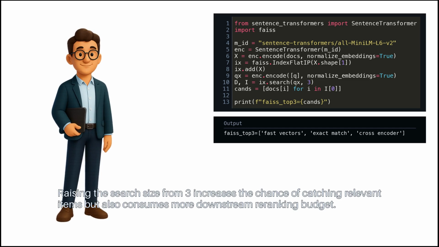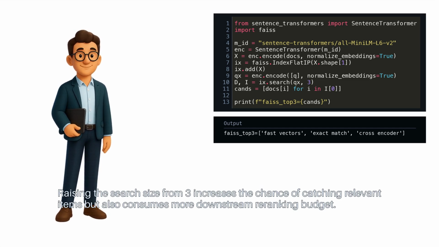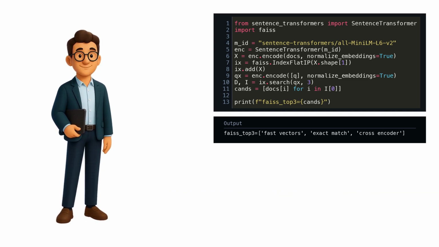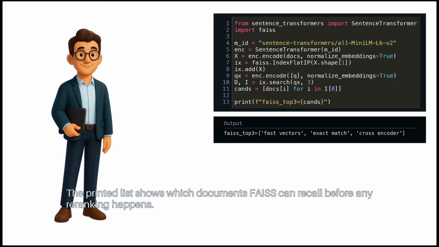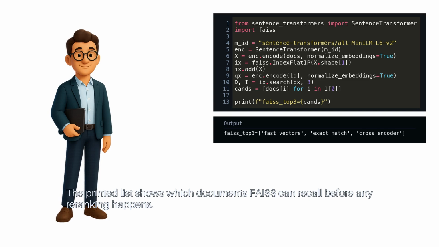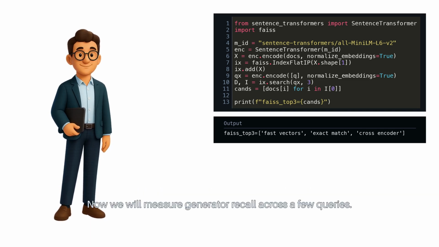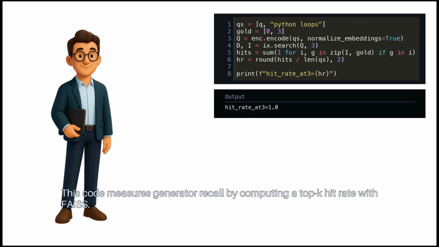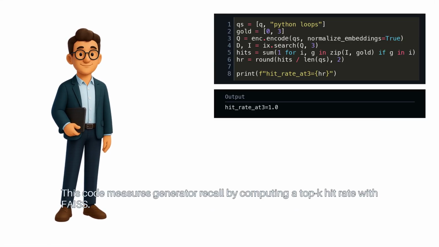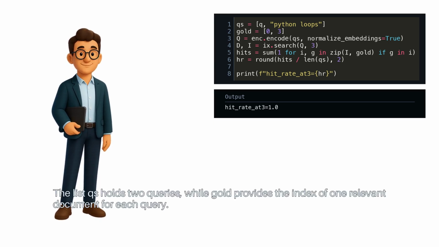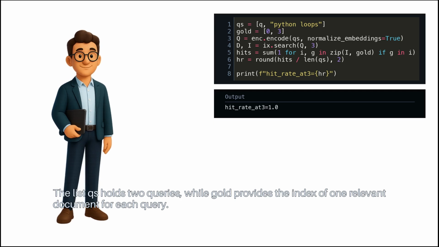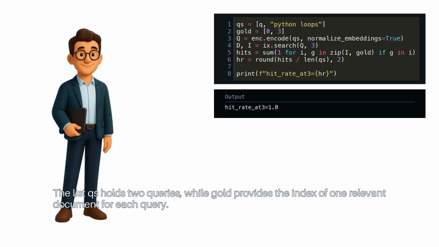Raising the search size from 3 increases the chance of catching relevant items, but also consumes more downstream re-ranking budget. The printed list shows which documents FAISS can recall before any re-ranking happens. Now we will measure generator recall across a few queries. This code measures generator recall by computing a top K hit rate with FAISS. The list QS holds 2 queries, while gold provides the index of 1 relevant document for each query.